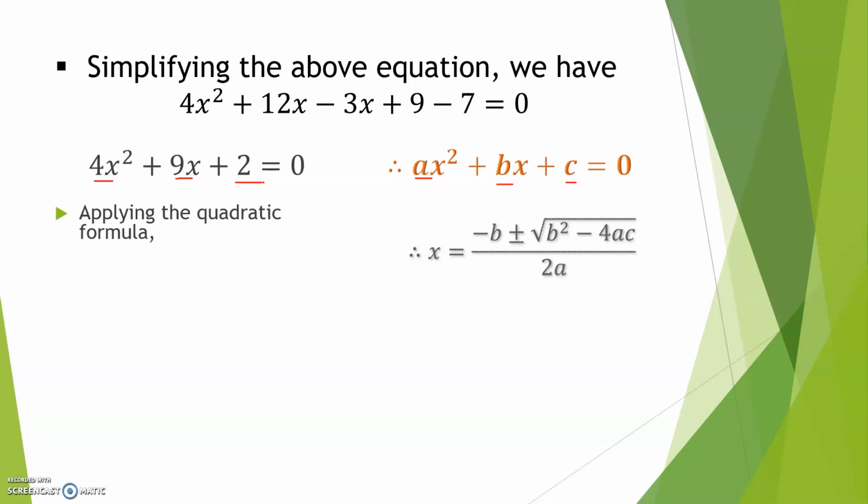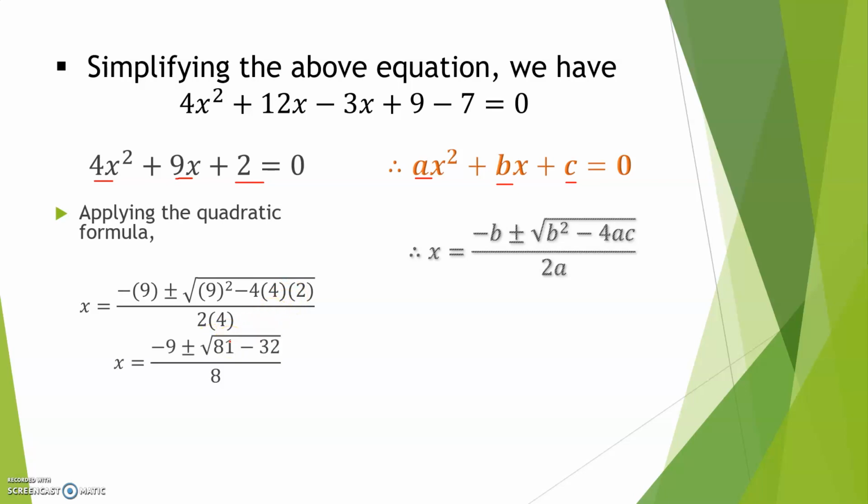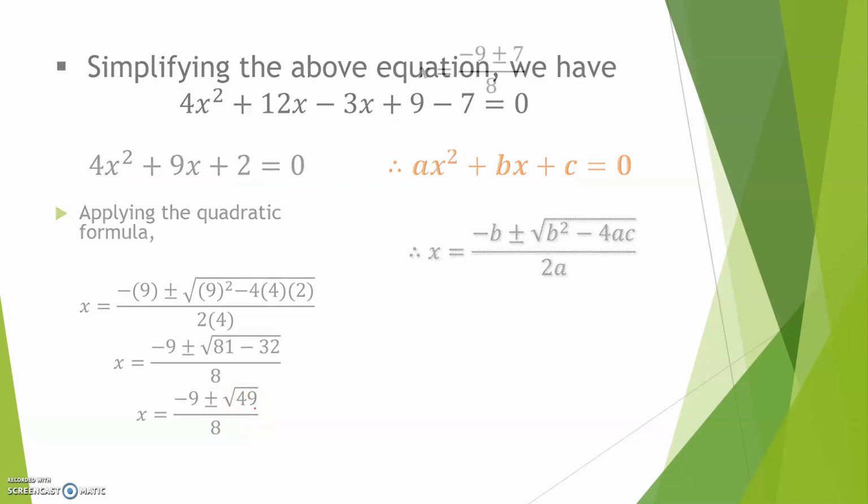Now by putting the values of a, b and c in this formula, we will get x is equal to minus 9 plus minus square root of 9 square minus 4 into 4 into 2 over 2 into 4. Again simplifying and get x is equal to minus 9 plus minus square root of 81 minus 32 over 8. And after simplification, we will get x is equal to minus 9 plus minus square root of 49 over 8. Here students, you can notice that the square root of 49 is equal to 7.